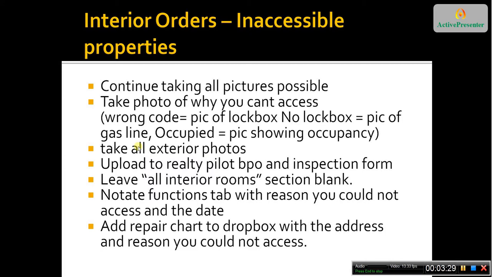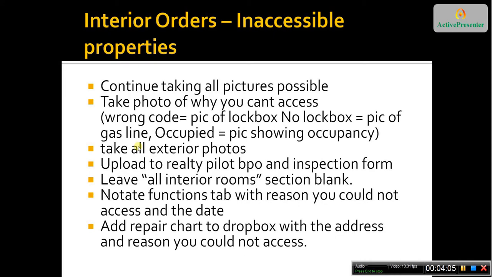The best way you can prove that is by taking a photo of how you deemed it not possible. So if it's a wrong code, I'd put the code on the lockbox and then take a picture of that. And if it's occupied, I'd try to take a picture of why I thought it was occupied. Are there cars in the driveway? Is there stuff on the front porch? Whatever is making you think it's occupied, photograph that and upload it. You want to make sure you're taking all your exterior photos: the sides, the front, the street, the address.